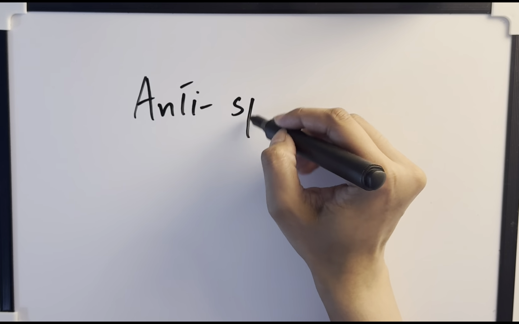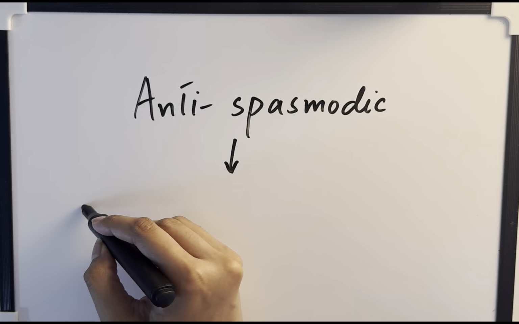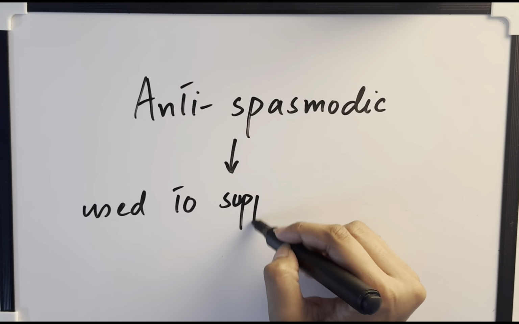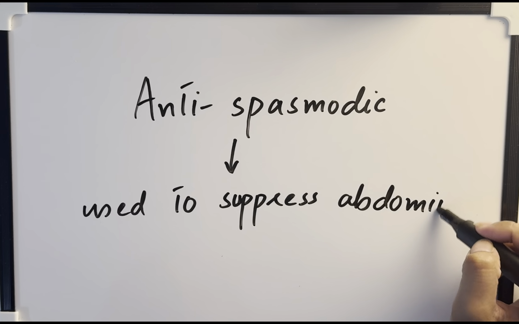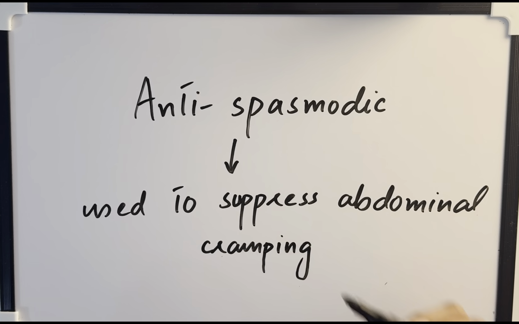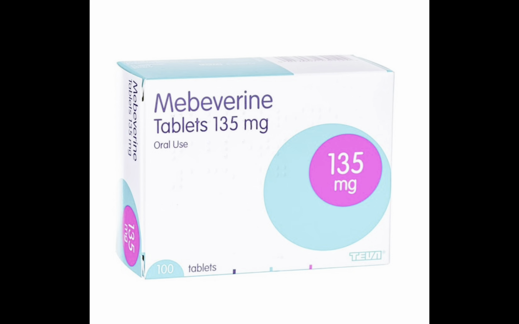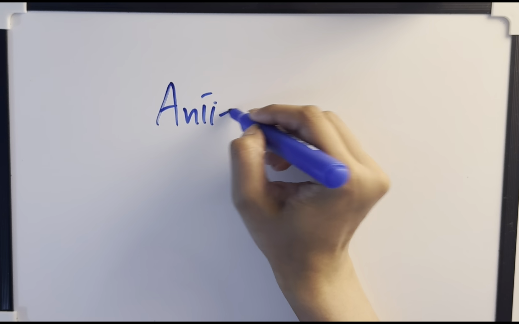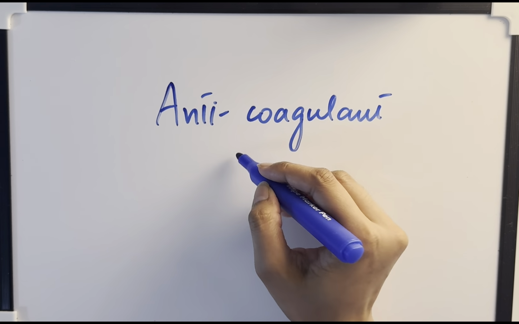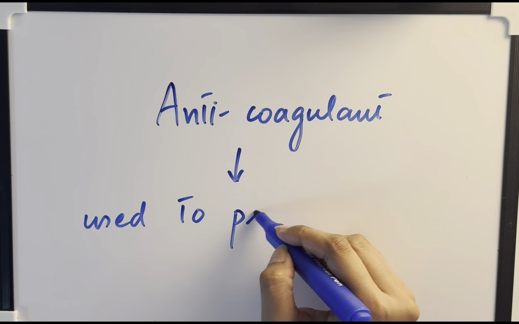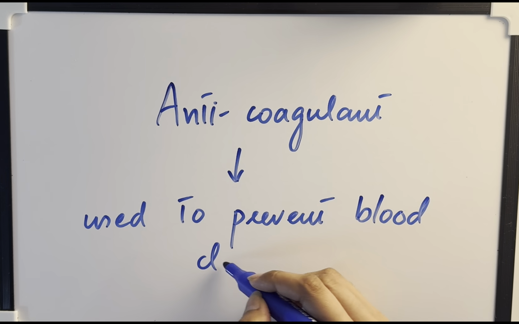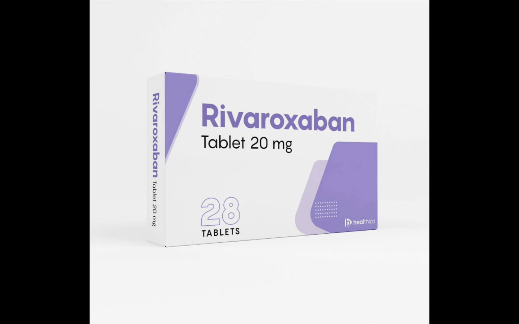Now, the next one is antispasmodic. What are antispasmodics? The medicines that are used to suppress abdominal cramping. Now, the most common example of antispasmodic is mebeverine. Now, the next one is anticoagulant. The anticoagulants are the medicines that are used to prevent blood clots. The most common example is rivaroxaban.